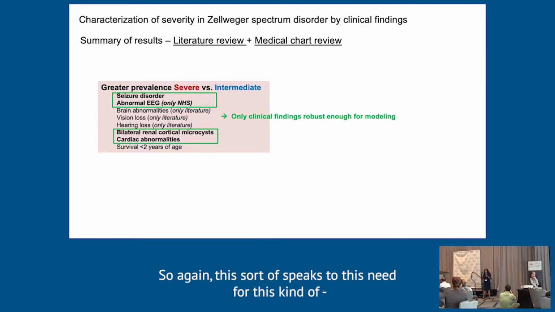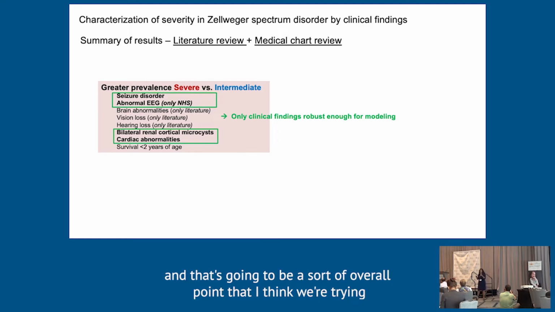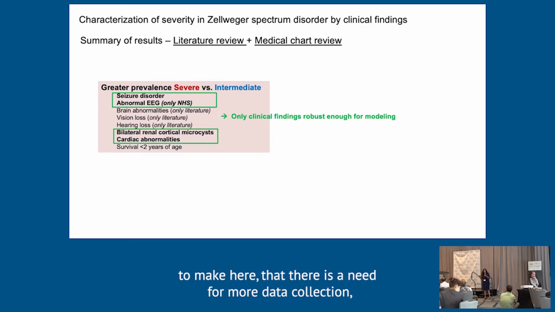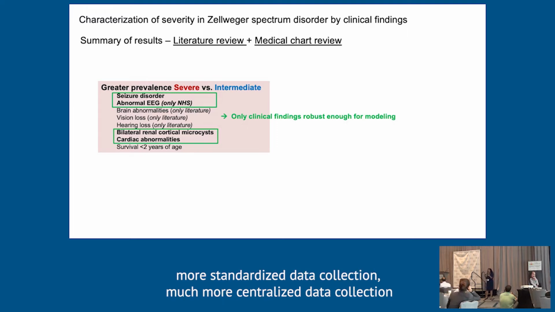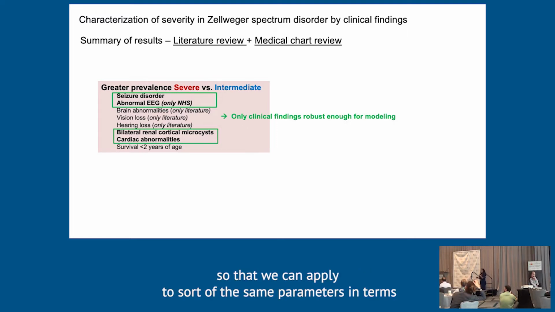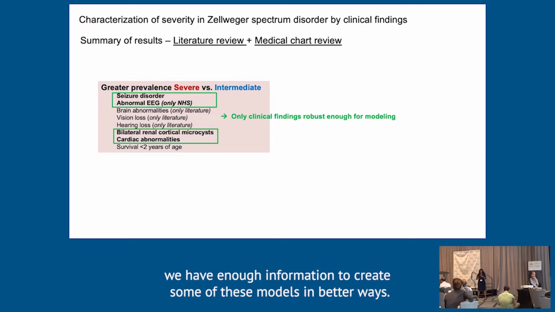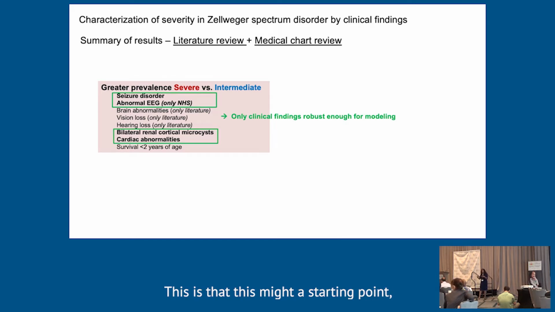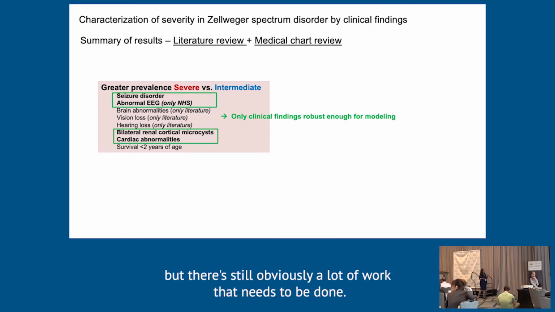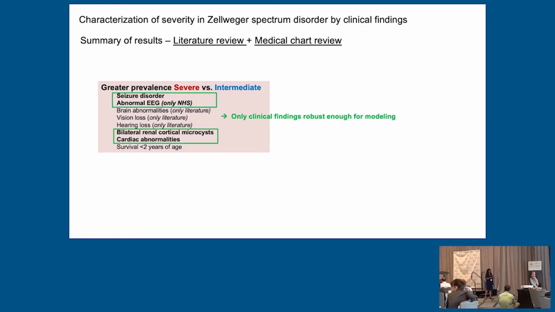So again, this speaks to the overall point that I think we're trying to make here: there's a need for more data collection, more standardized data collection, and more centralized data collection, so that we can apply the same parameters in terms of figuring out whether we have enough information to create some of these models in better ways. This is meant to be a starting point, but there's still obviously a lot of work that needs to be done.